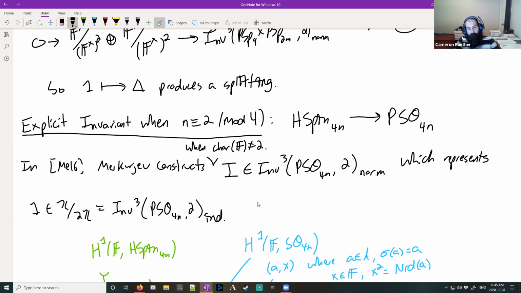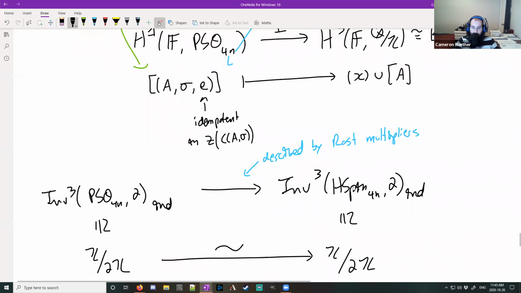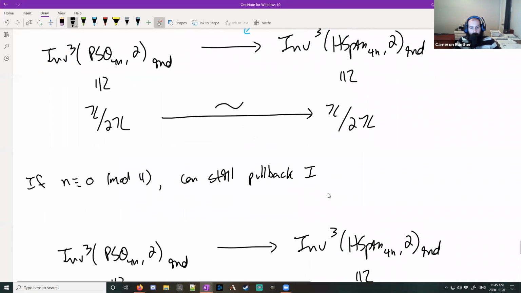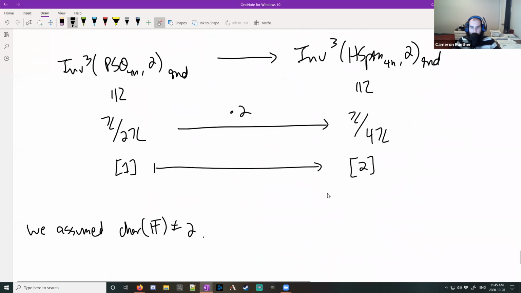So if the assumption on the characteristic is removed, then this pullback or this invariant no longer is around for us to pull back. So again, then I have no explicit descriptions of these invariants. Yeah, I guess that's my story about HSpin.